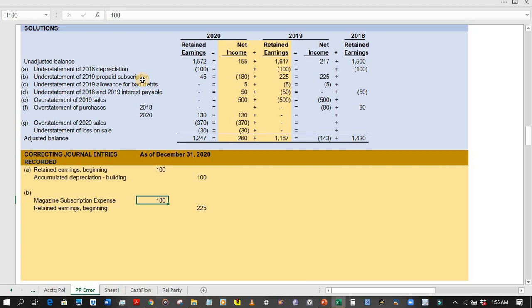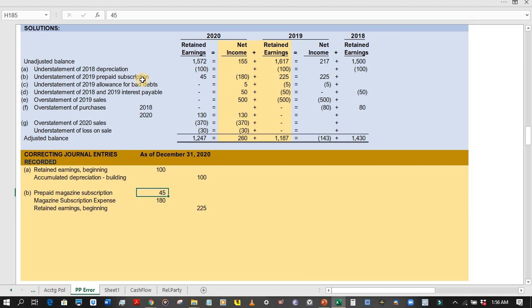So there is a remaining 45 pesos. So what is the 45 pesos to be debited? That is the prepaid magazine subscription at 45 pesos. Again, the 45 pesos is still considered as a prepayment as of the end of 2020 because this is still to be recorded as an expense in 2021, which covers January until April 1.